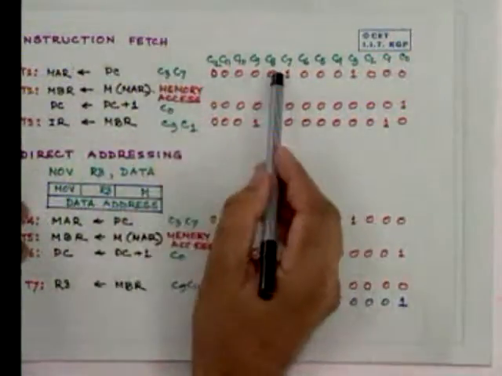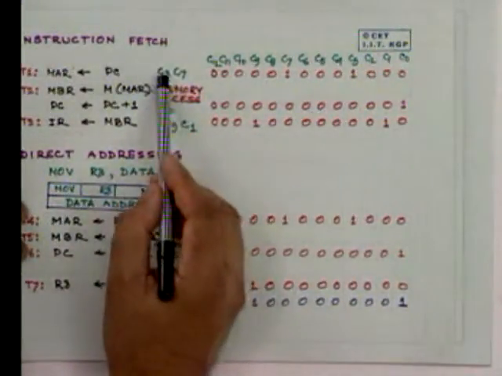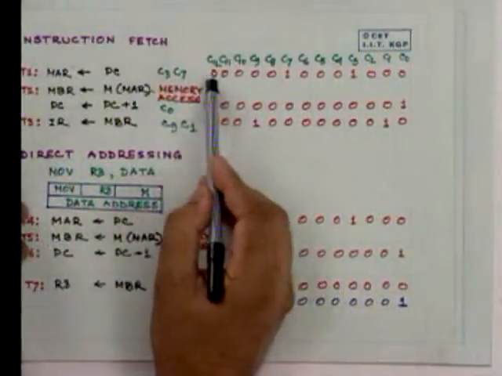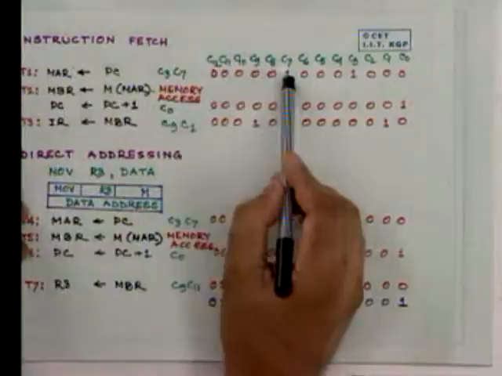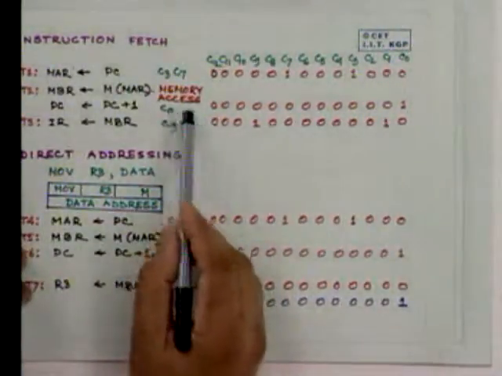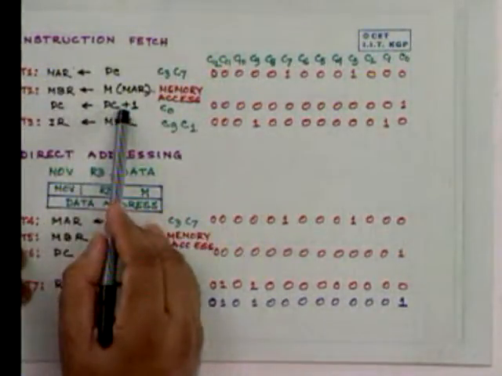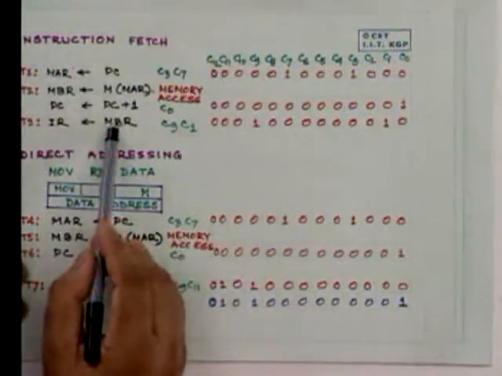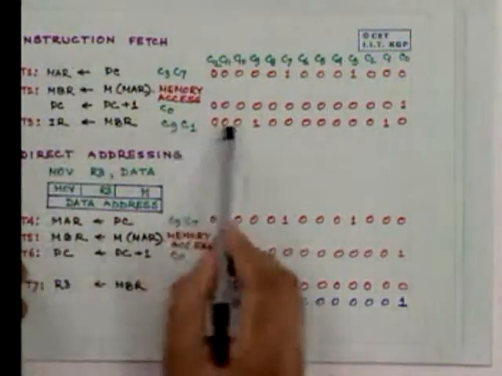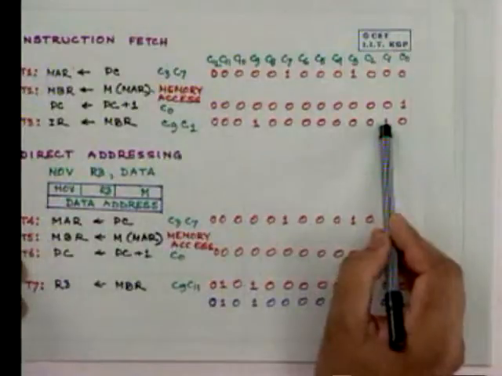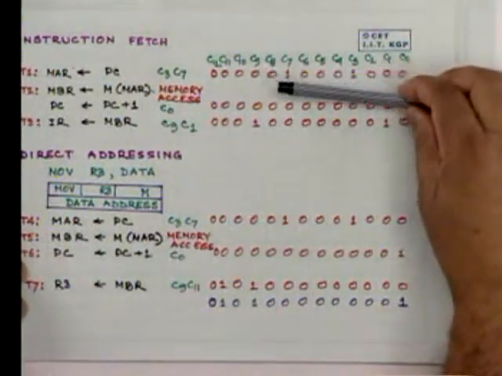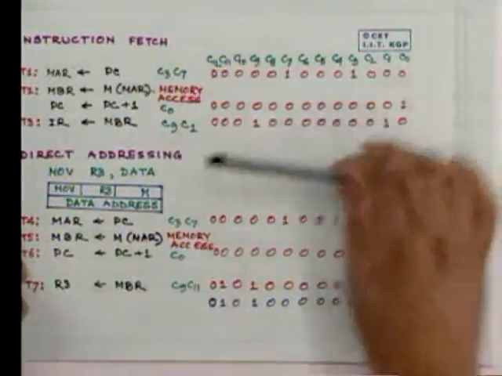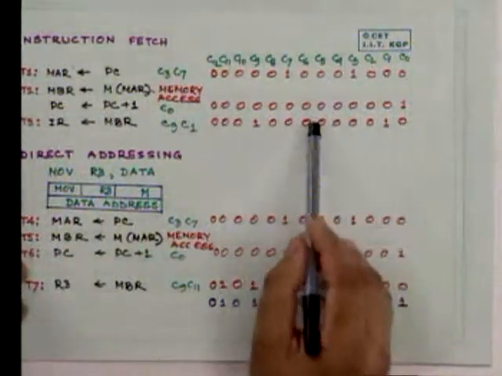That constitutes this operation: C3 is open and C7 is open, which is indicated by this control word, all zeros, C7 1, C3 1. So for incrementing the program counter, and for transferring MBR to IR, you see C1 is 1, C9 is 0. This one, this one, this one, we call the control words.